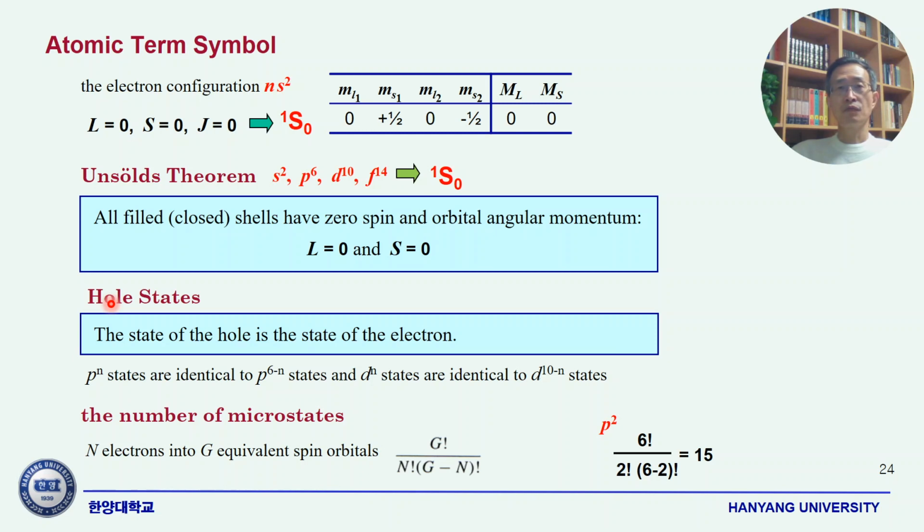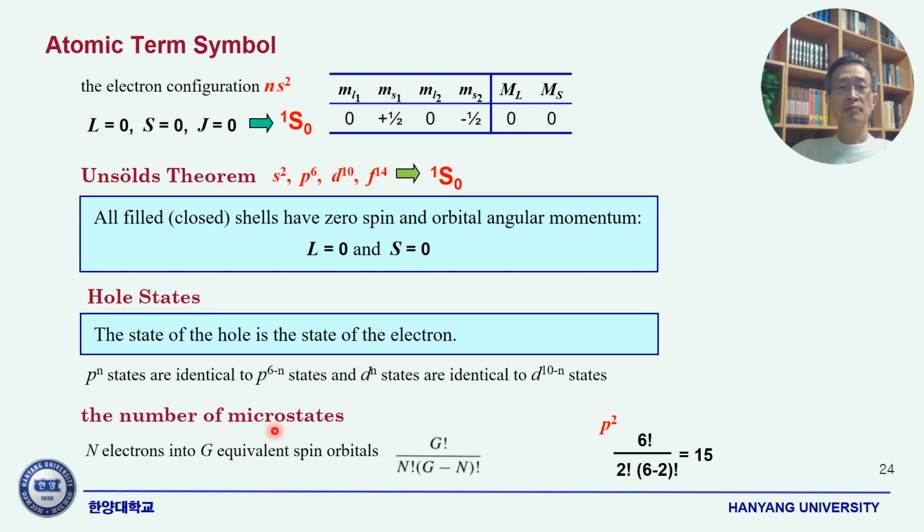And also, when we consider p5, 5 electrons, which is exactly the same as the p1 system, the state of the hole is the state of the electron. So pn states are identical to p(6 minus n) states, and dn states are identical to d(10 minus n) states. So the fn systems are identical to f(14 minus n) states. Okay, that's the idea.